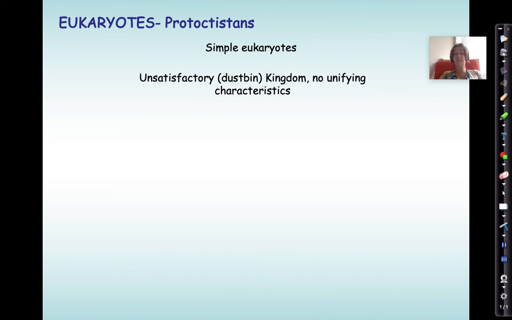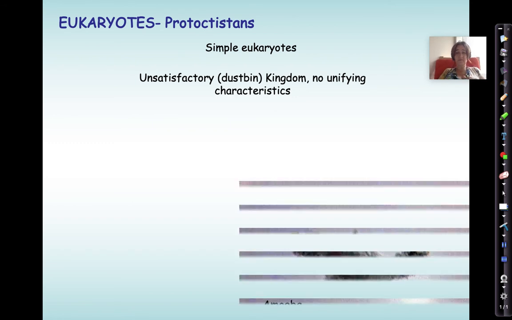So you put it all in a box together and kind of leave it to the side for now because you don't know what to do with it. Well, that's what we would call the protists. They are a dustbin kingdom. There's nothing that unifies those things together. There's nothing that the whistle and whatever else you put in there, that bit of cloth, have in common. All they have in common is they didn't fit anywhere else. So this is what the protist kingdom is all about.